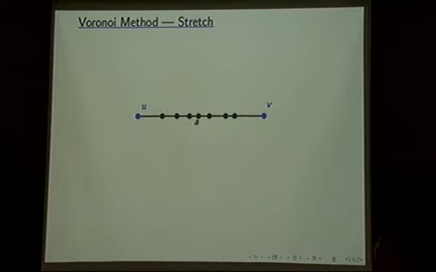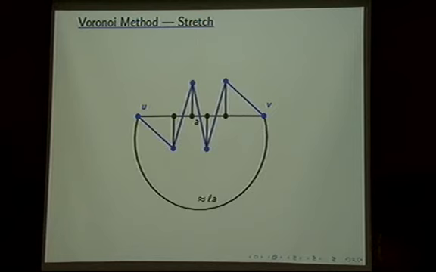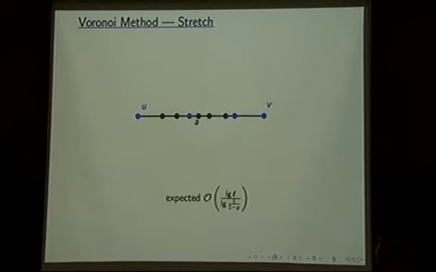Well, I told you that the stretch is not L, but log L. The only hope we have is that some of the nodes on the path are Voronoi nodes. And each node is a Voronoi node with probability P, so the expected largest gap between two Voronoi nodes is proportional to this, using some geometric random variables and the maximum of geometric random variables.